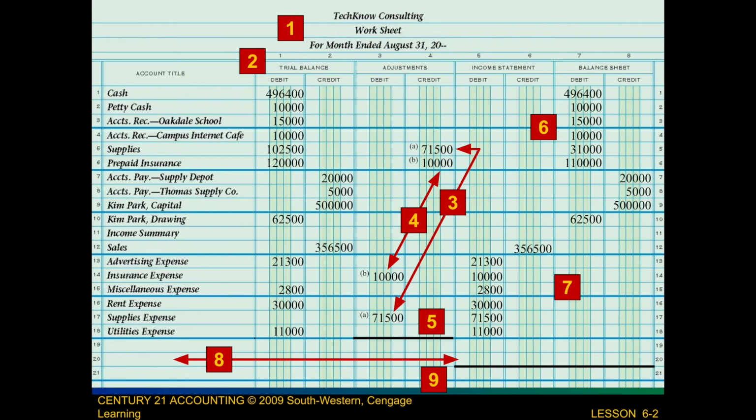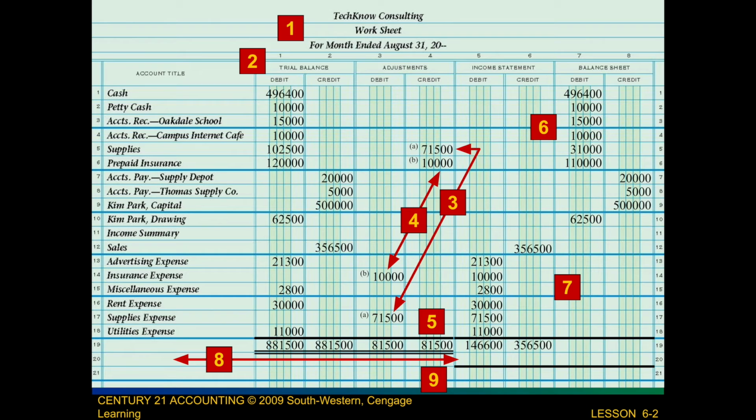This worksheet right here explains what I just told you on the last slide. As you can see here, we drew a single line. The two numbers in the trial balance column equal, so we draw a double line. The two numbers in the adjustment columns equal, so we draw a double line there.